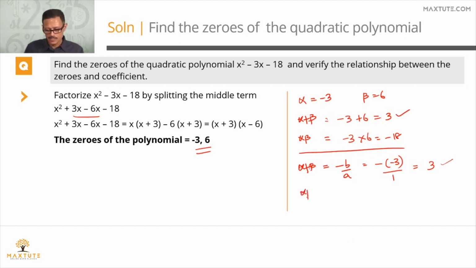Alpha beta is equal to c upon a. C in this case is equal to minus 18. A is equal to 1. So that becomes minus 18. What did we get by actually multiplying the zeros? We got a minus 18. So verified it. So this is the process of verification.